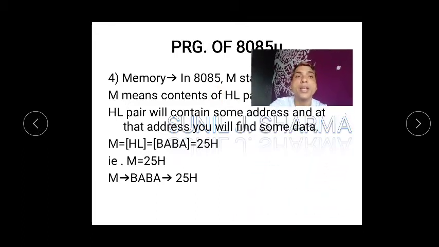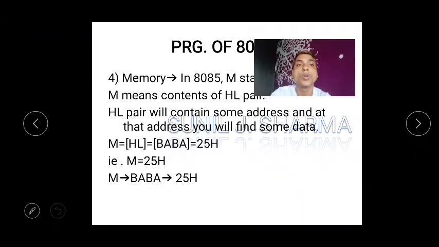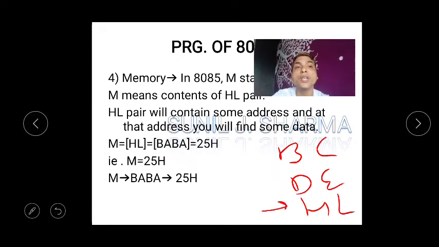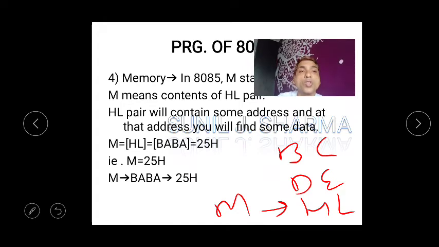Remember that we are having 3 pairs, like BC, DE, HL, but only HL is known as memory. Whatever the HL pair contents are there, that will be known as memory, nothing else. No BC, no DE, only HL. Because resources are very less and we want to use the resources to maximum, what they did is, individually they work as registers. When they are working in pair, they can work as 16-bit, and sometimes they can also work as memory.